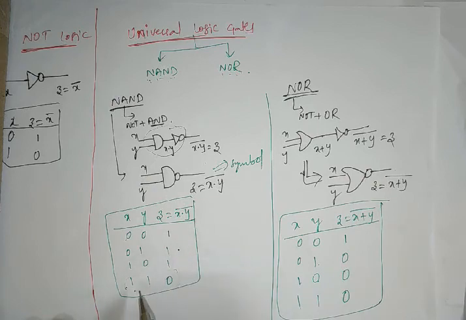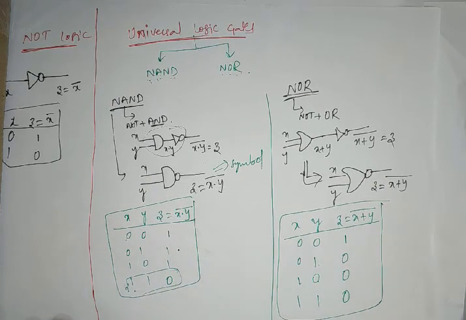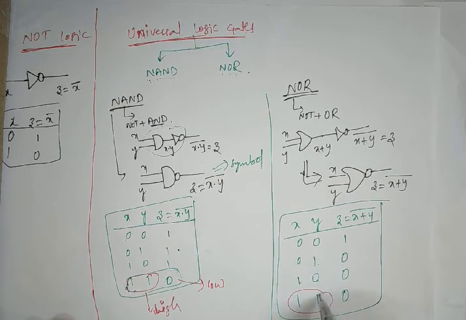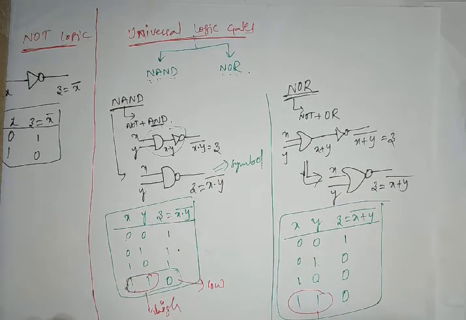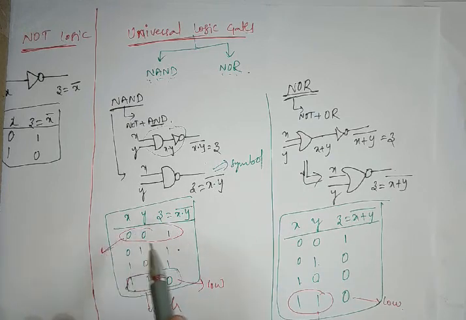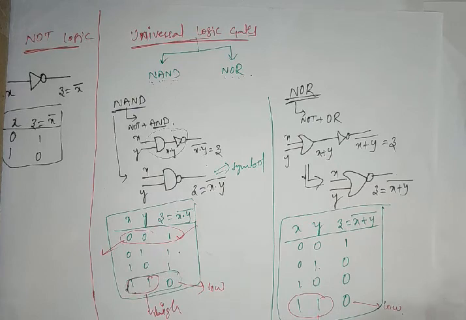In a NAND gate, if both the inputs are high, then the output is low. Here both the inputs are high, so the output will be low. In the NOR gate, when both the inputs are low, the output will be high. In the remaining cases, the output will be low.